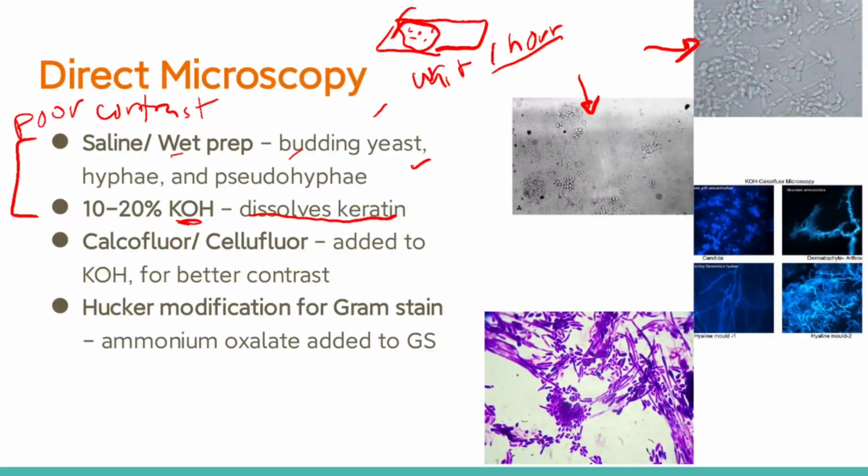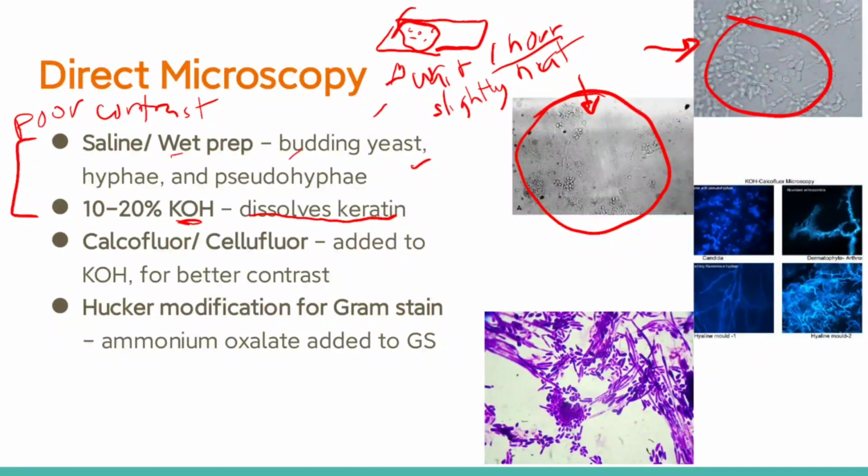Okay? And then, another thing, you can also slightly heat, no? Slightly heat mo yung slide mo para at least mas madurog or masira yung mga keratin. Okay? However, kung mapapansin nyo, poor contrast yan. Hindi nyo masyadong ma-appreciate. Next one, we have what we call the calcofluor.